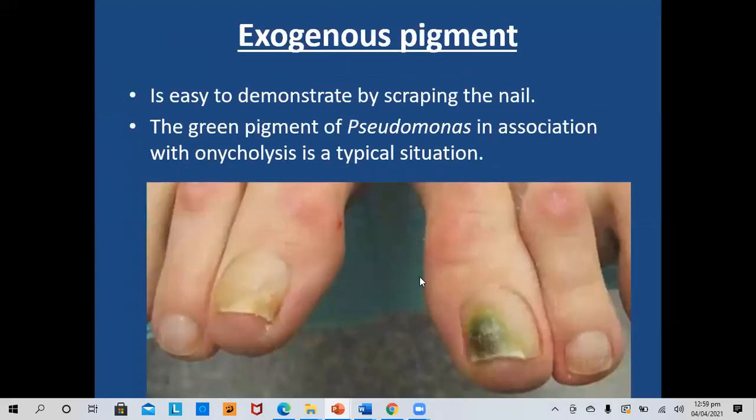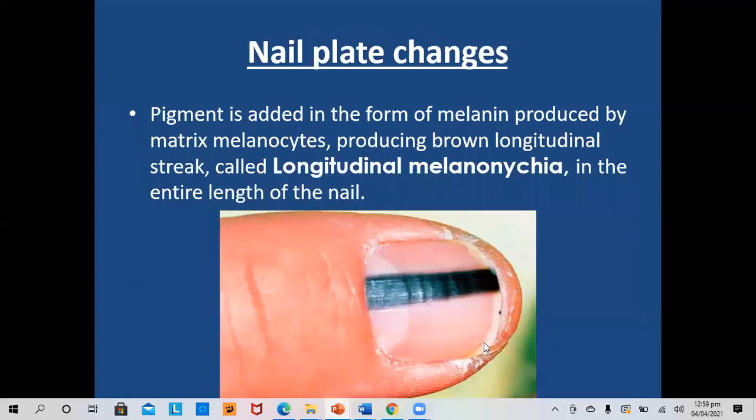Then changes in nail color. Exogenous pigmentation is easy to demonstrate by scraping the nail. The green pigment of Pseudomonas is associated with onycholysis, seen typically with this infection.